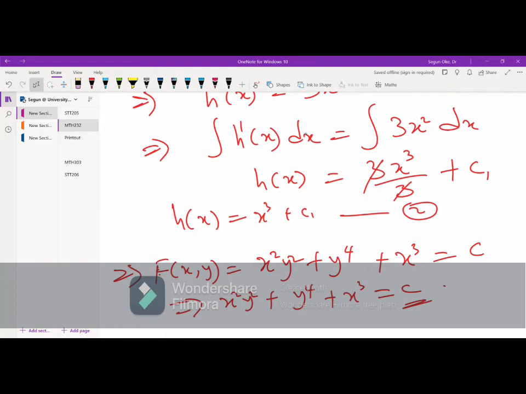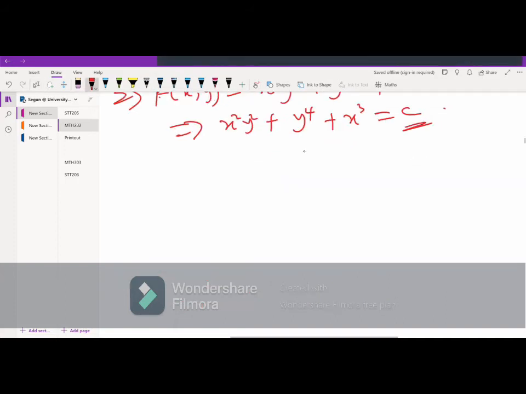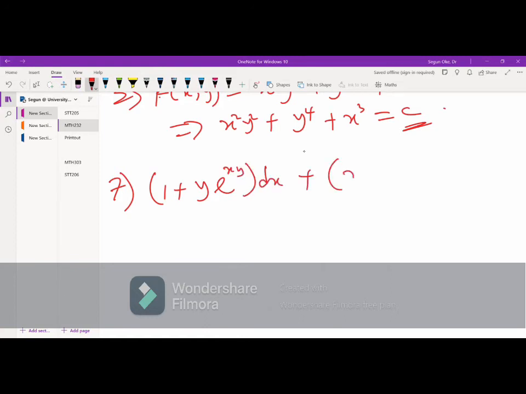All these functions are very straightforward. What about the ones that are not straightforward? Let's look at one of them, whether we can easily grab them also. So let's say number 7. We have 1 plus y exponential xy dx plus 2y plus x exponential xy dy equals to 0. So how do we solve this one?